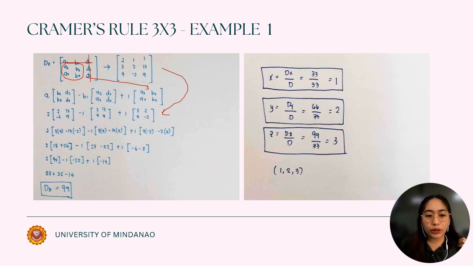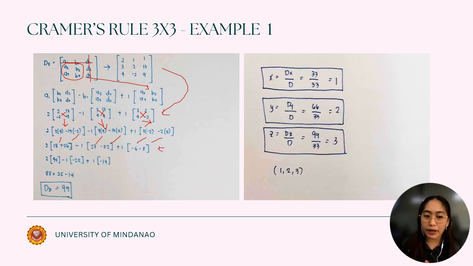Copy the 2. 2 times 9 minus 13 times negative 2 is in this part. 3 times 9 minus 13 times 4 is in this part. All right. 3 times negative 2 minus 2 times 4 is in this part. So we will just cross multiply them. So we now solve. 2 times 9 is 18. Negative 13 times negative 2 is 26 positive. 3 times 9 is 27. Negative 13 times 4 is negative 52. 3 times negative 2 is negative 6. Negative 2 times 4 is negative 8. Thus, we have this part already.